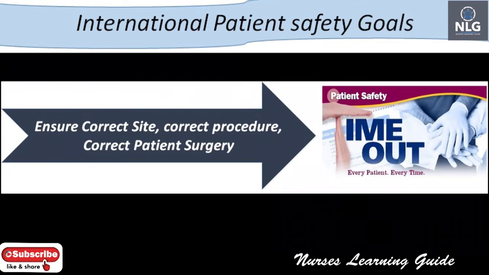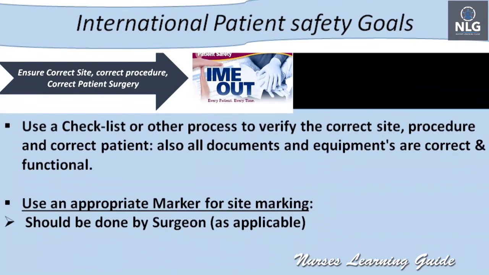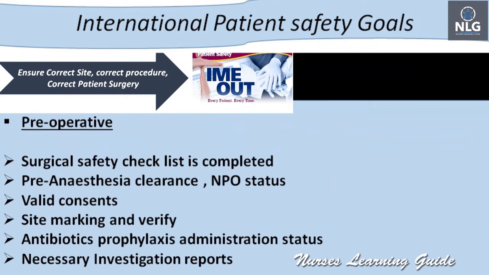The next one is ensure correct site, correct procedure, correct patient surgery. Coming to the surgical section, use a checklist or other process to verify the correct site, procedure and correct patient as well, and make sure that all documents and equipment are correct and functional. Coming to the marking, an appropriate marker should be used and the marking done by the surgeon as well.